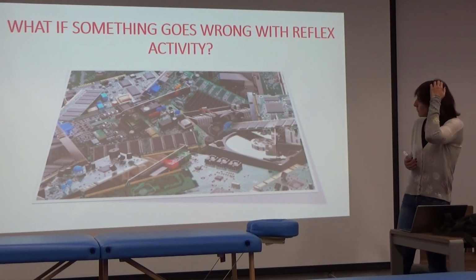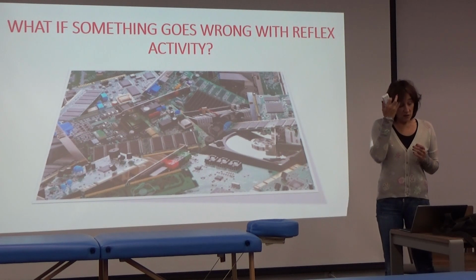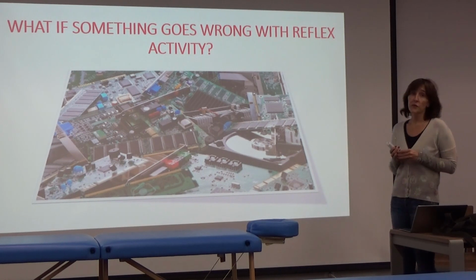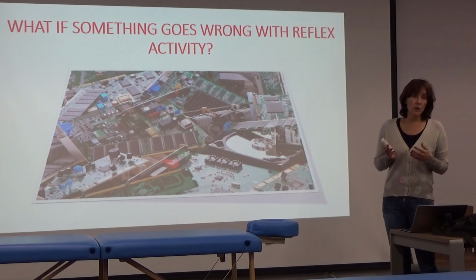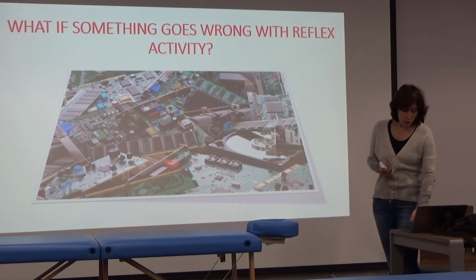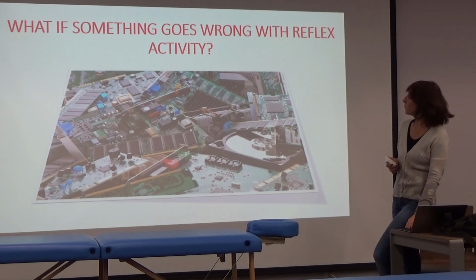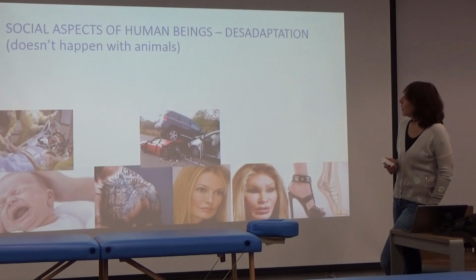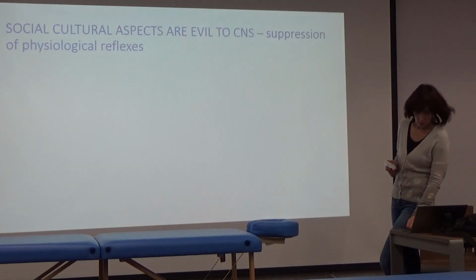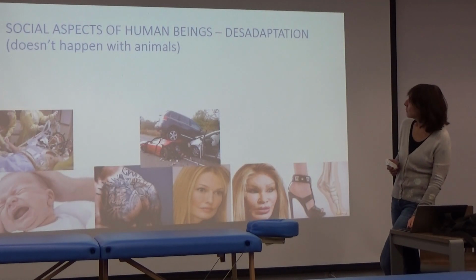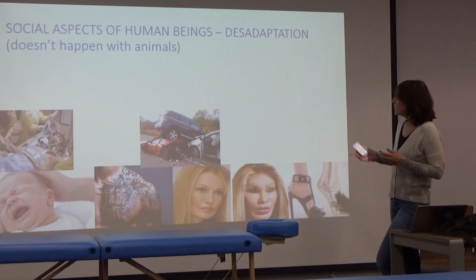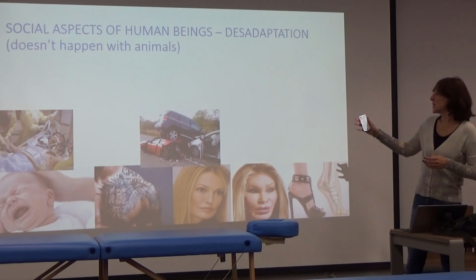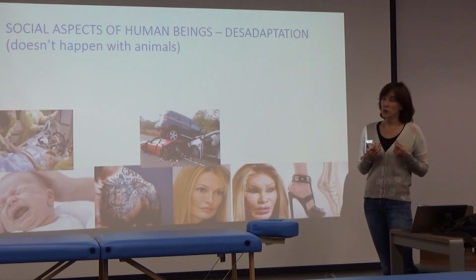Now, what if something goes wrong with reflex activity? The great computer, the great robot, which was designed by nature, doesn't get adapted to the social environment. Oops. Where's the picture? Okay. So some pictures are missing, but those are some causes of human being disadaptation.